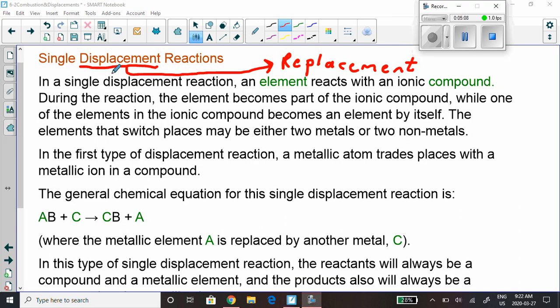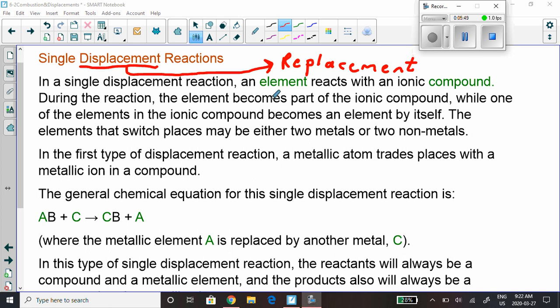Okay, the next type of reaction we want to talk about is called single displacement reaction in our textbooks. You'll see these also listed as single replacement. It's the same thing, just a different way of naming it. So in a single displacement reaction, an element reacts with an ionic compound. If you ever want to help yourself identify a single displacement reaction, on the reactant side, is there an element reacting with an ionic compound? That's a pretty good clue that you're looking at a single displacement reaction.